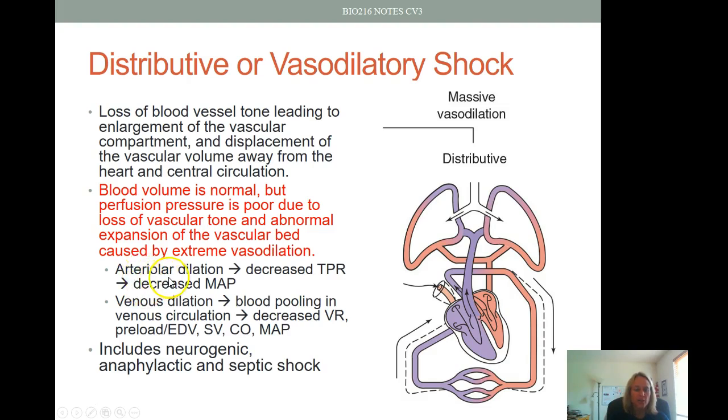So the arterial dilation is going to lead to a decrease in total peripheral resistance, and this is going to directly decrease mean arterial pressure. And so that's arterial dilation. Venous dilation is going to lead to blood pooling in the venous circulation, and that's going to lead to decreased venous return, decreased preload, decreased stroke volume, decreased cardiac output, and that's going to lead to a decrease in mean arterial pressure. So as I mentioned earlier, this includes three types: neurogenic, anaphylactic, and septic.